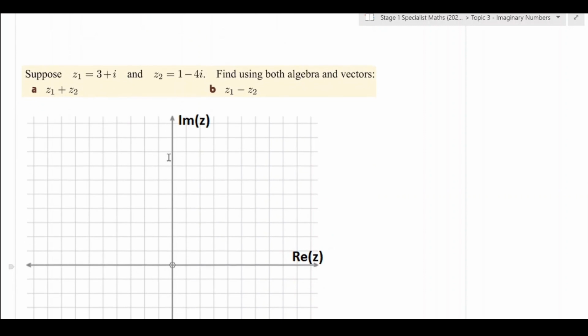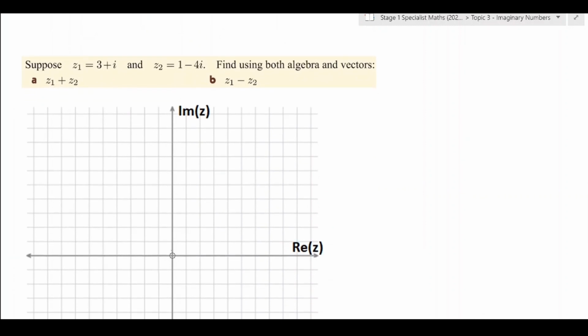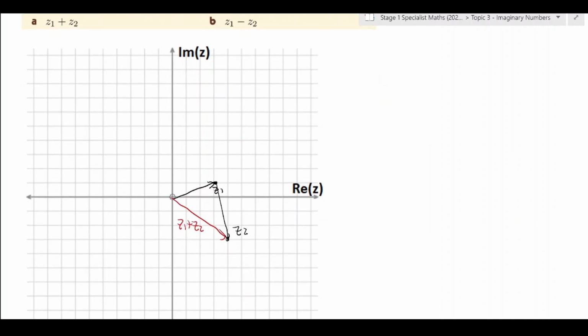So what I've got here is z1 equals 3 plus i, so I'm going to draw that straight in here. This is z1 here. Now z2 I'm going to draw head to tail, so the vector goes up there. 1 take 4i, so across 1 down 4 brings us here. z2, and that's head to tail there. And then if I want to look at z1 plus z2, it's going to be that vector there, which you can see goes across 4 and down 3. So it appears that z1 plus z2 is going to be, well, 3 take 4i.